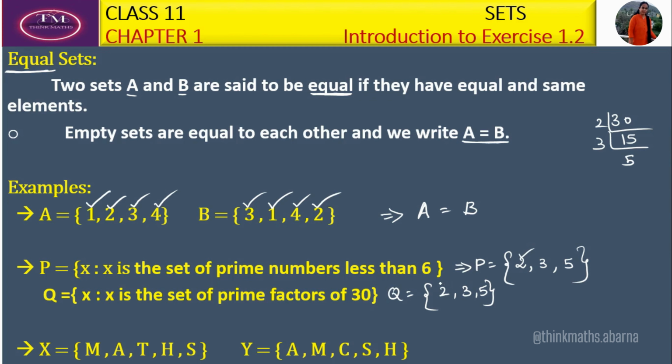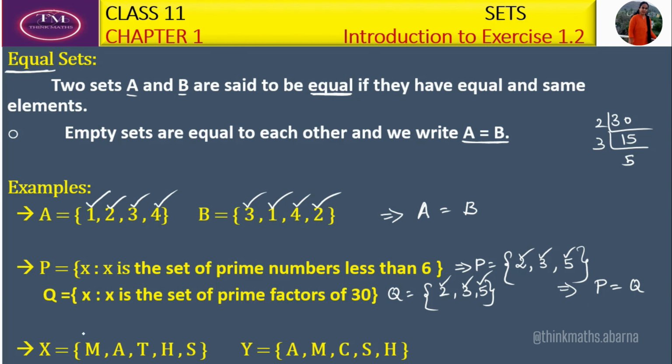So 2 is present in both P and Q. 3 is present in both P and Q. And 5 is present in both P and Q. So we can say P is equal to Q. That is, two sets P and Q are equal sets.